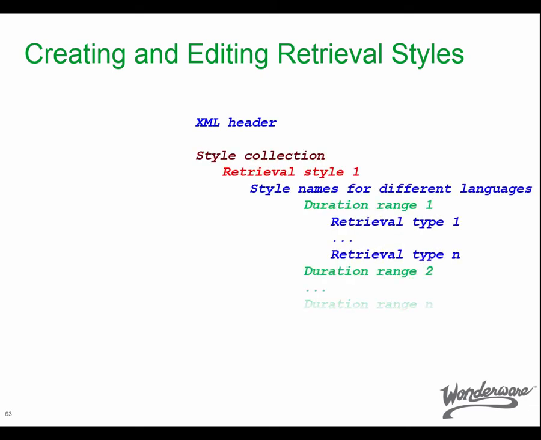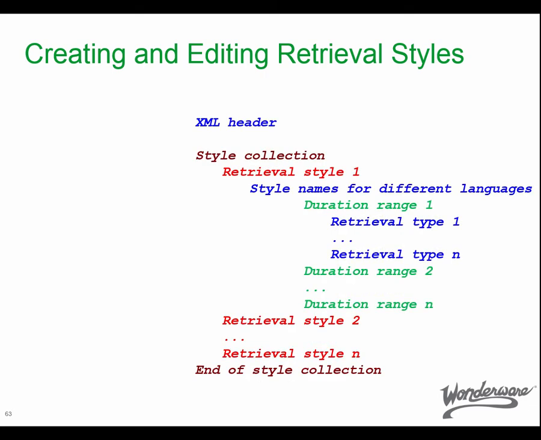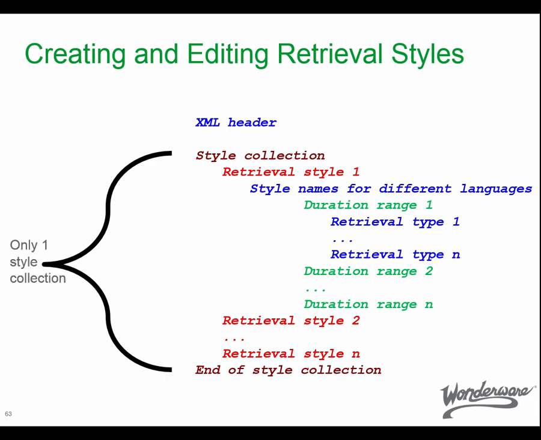So here we have an XML header to start the file. Then we have a style collection element, and this is unique. There is only one style collection per file. And then we have the retrieval style definitions. These ones are the ones listed on Historian Trend, and you can define as many as you want.